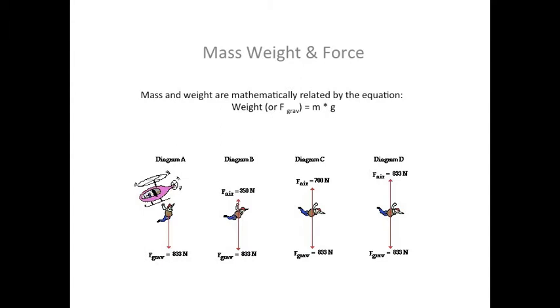Now on to mass, weight, and force. Mass is the amount of matter in the object. Weight is the gravity on the object. And force is an influence that causes the object to undergo a change in movement, direction, or construction. Mass and weight are mathematically related.